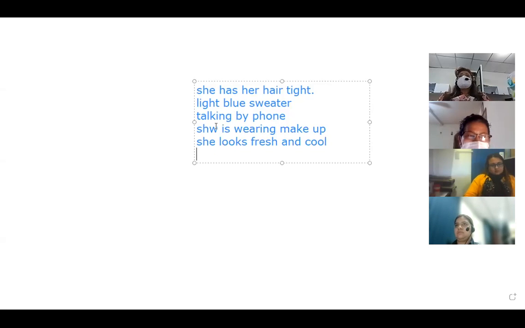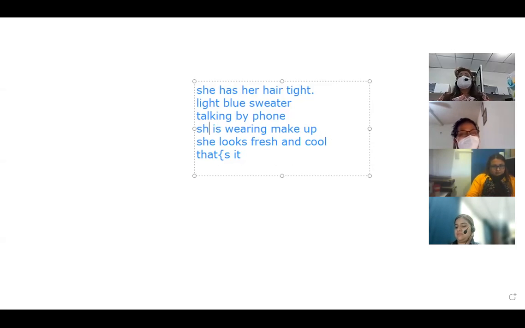Only that. That's it. Okay, perfect. Very good. Rita, she looks fresh and cool, right? And she is wearing makeup. Okay, está usando maquillaje y se ve fresh, right? Y relajada and cool. Okay, thank you, Rita.